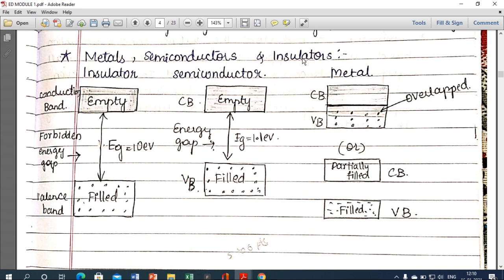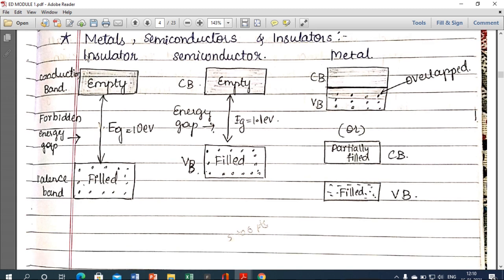Insulators are bad conductors because they will not allow any flow of current in the insulator material. So we can say they are bad conductors for the flow of current. The same thing is explained here in terms of a block. First I will concentrate on the insulator. In the insulator, it is explained using an energy band diagram. This is the conduction band, this is the valency band, and in between we have the forbidden energy gap.